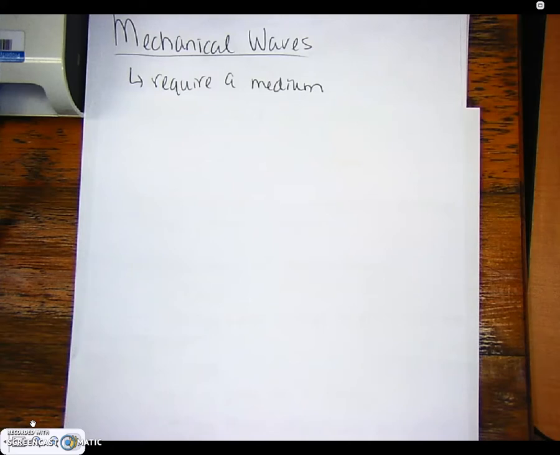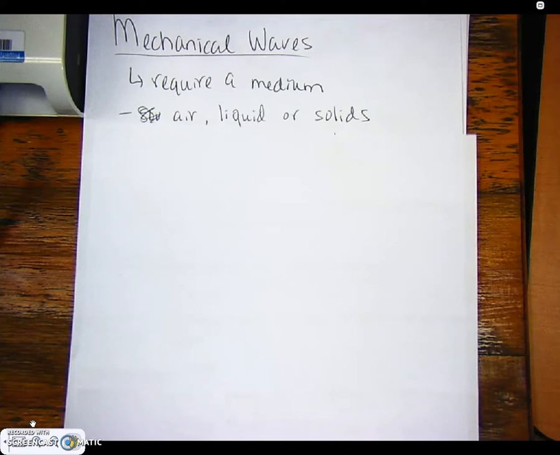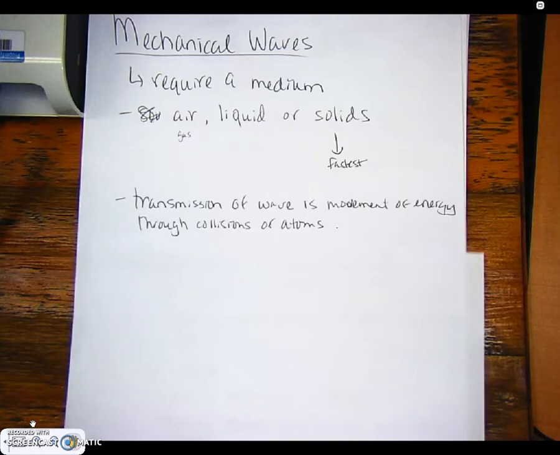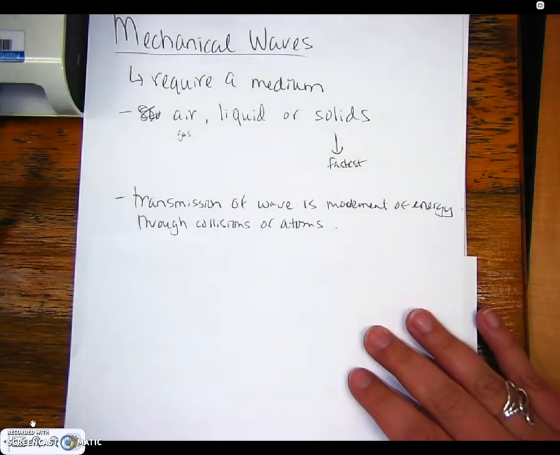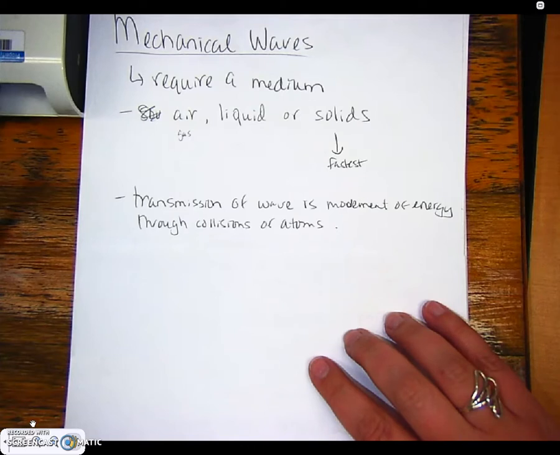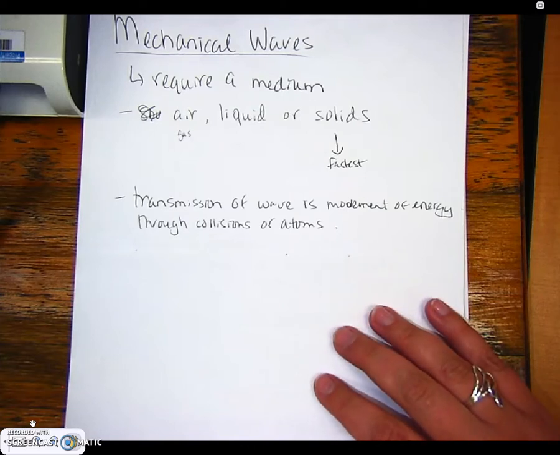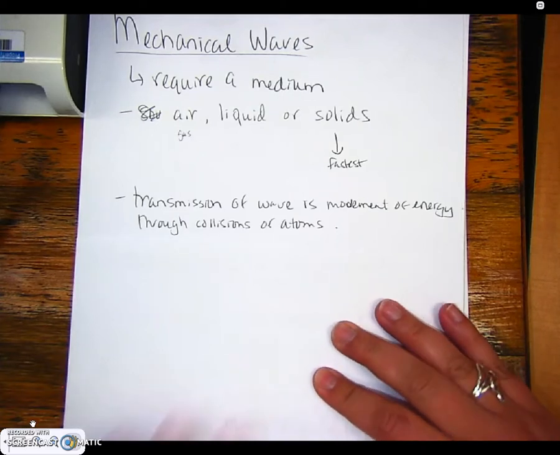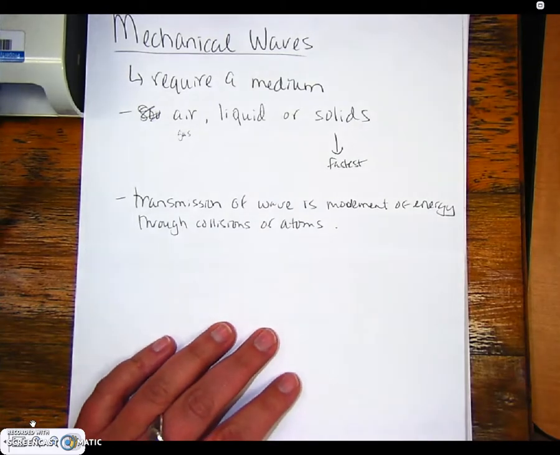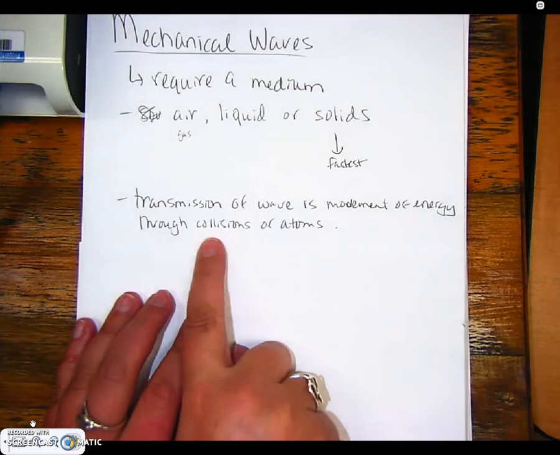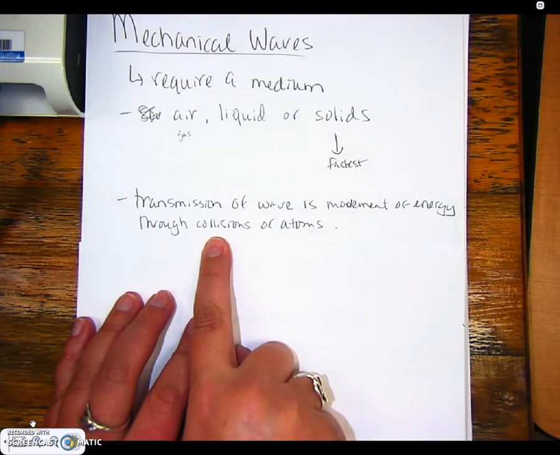And mechanical waves then need to move through a medium, so it is either in a gas, a liquid, or a solid, right? And really, the movement of a wave is a transfer of energy through collisions of atoms. So a wave really isn't matter moving from one place to another, but it's energy moving from one place to another. And that energy moves with these collisions between the particles.